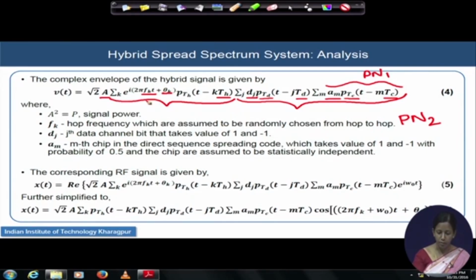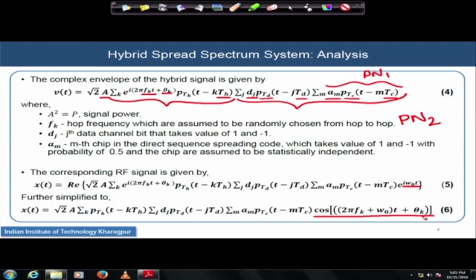From equation number 4, we can easily come to the corresponding RF signal generation, where we multiply it with the RF frequency omega naught t, which can be further simplified to equation number 6. There we expand the exponential terms by cos plus j sine, and then taking the real part of it, we end up with the simplest form of cos of (2 pi fk plus omega naught) t plus theta k, where theta k is completely random, and its generation is completely independent from hop to hop.